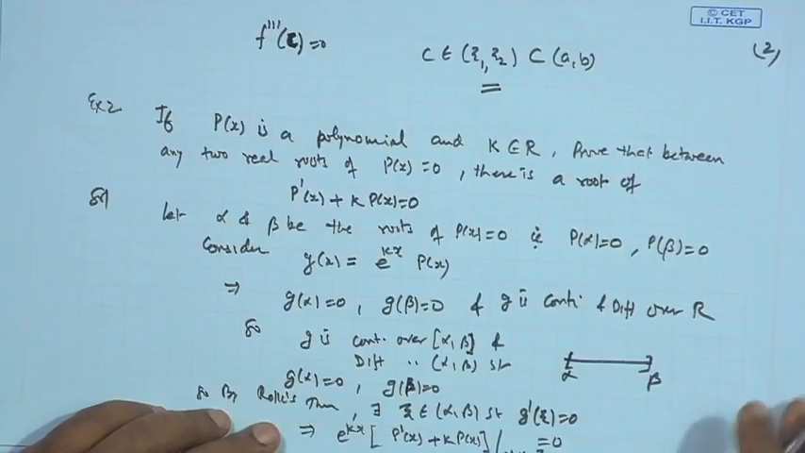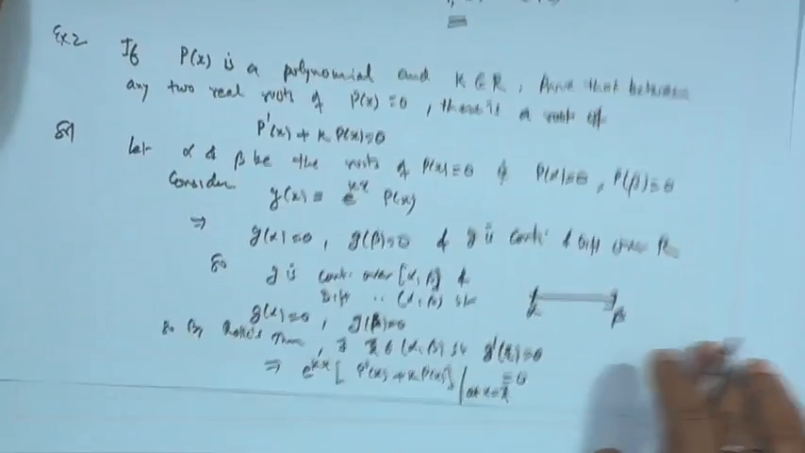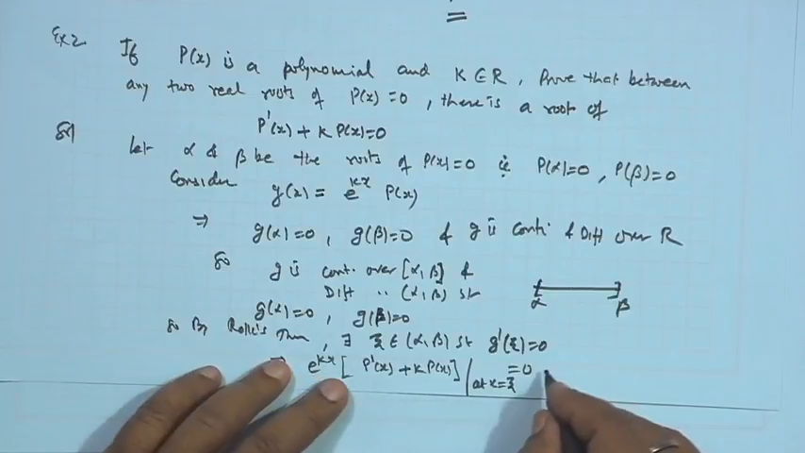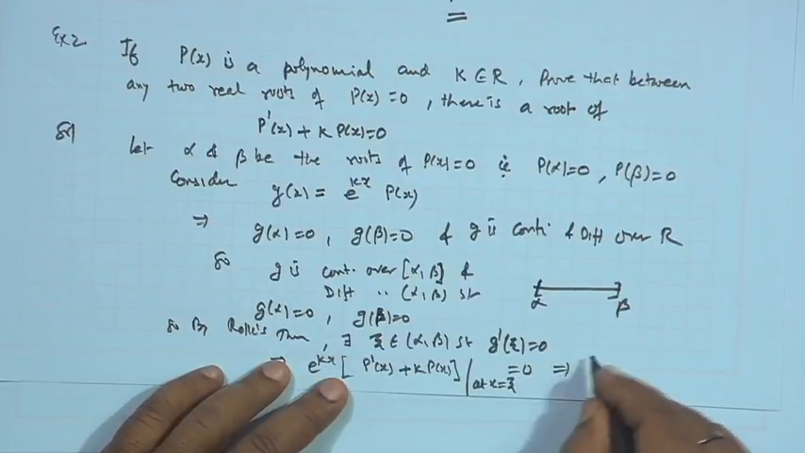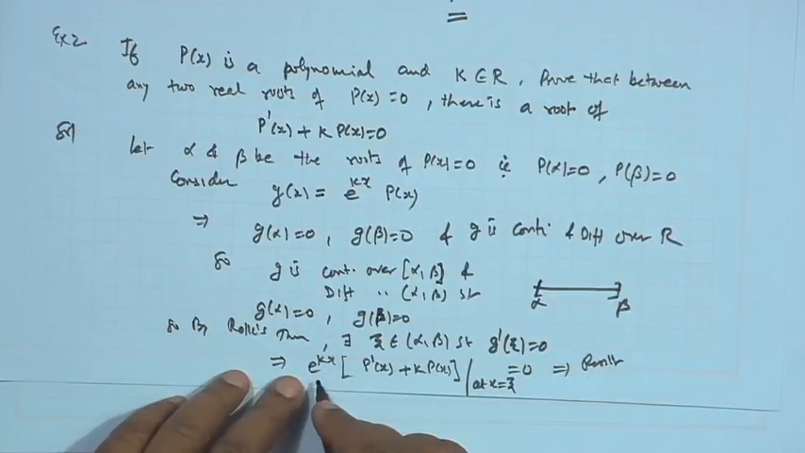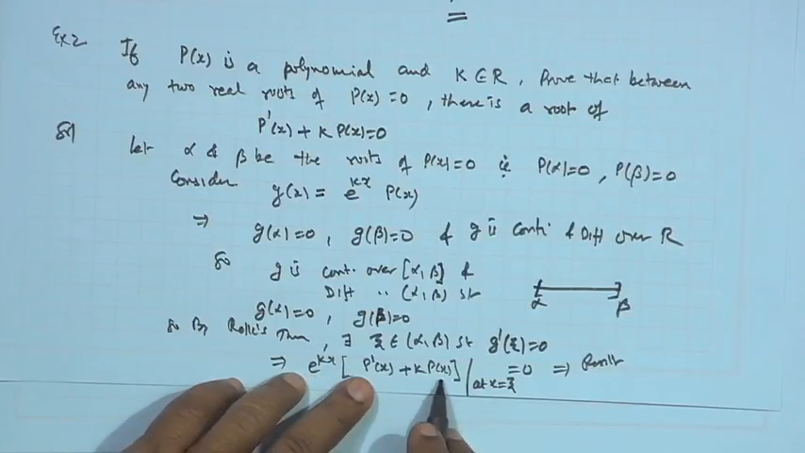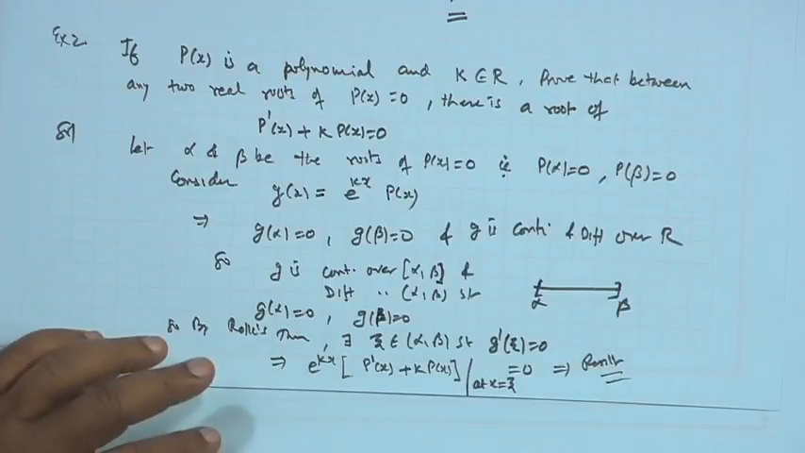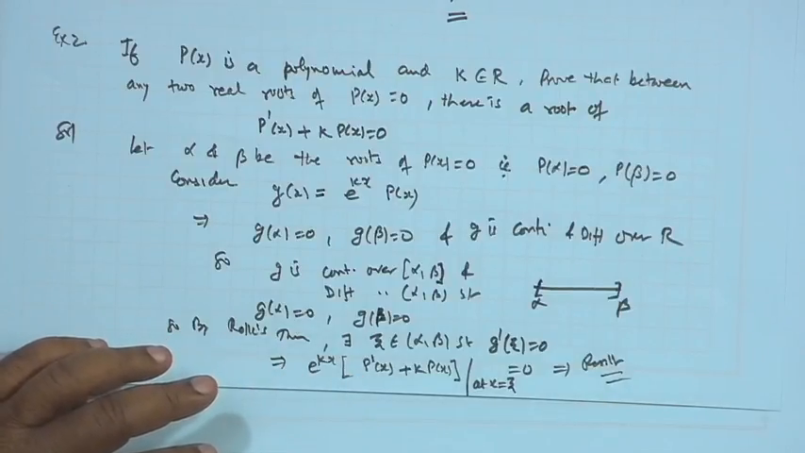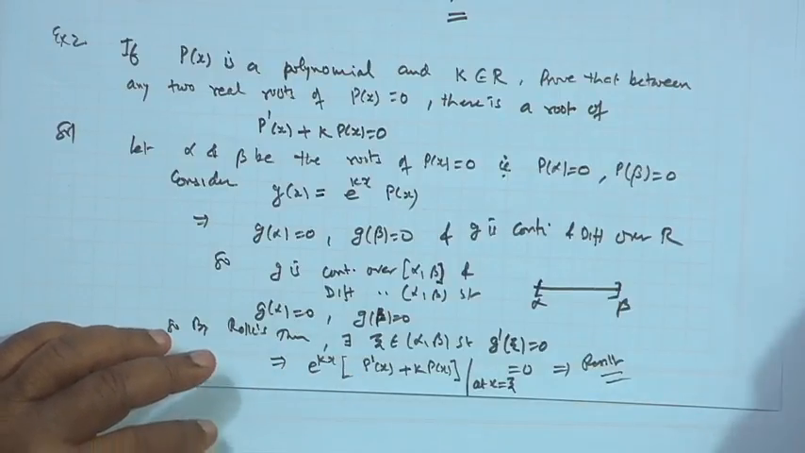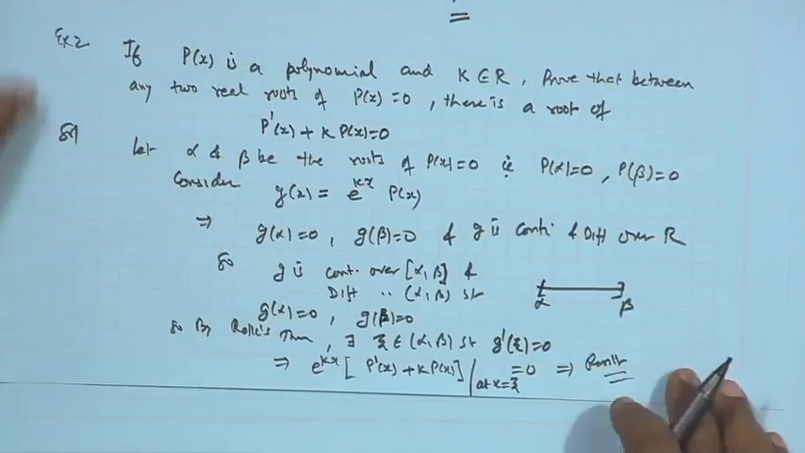This vanishes. So, this implies the result, because e to the power alpha xi is not 0, therefore, this has to be 0 and we get the result. Okay. So, this completes the result.